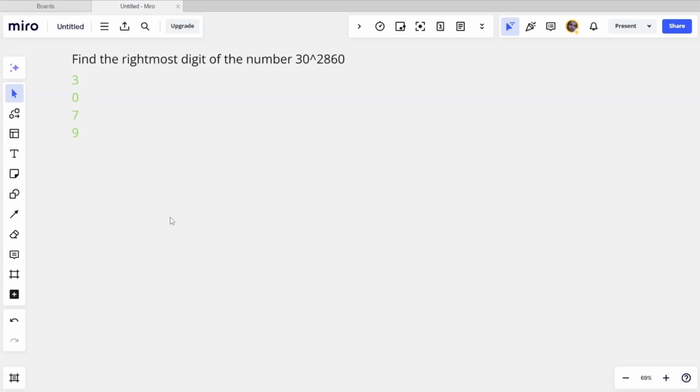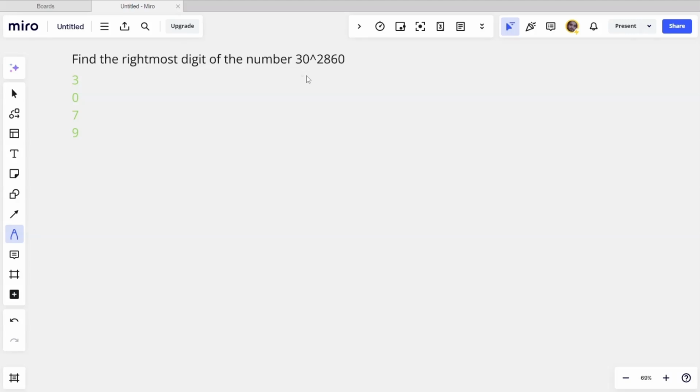So as you can see, this is our question. Find the rightmost digit of the number 30 raised to the power 2860. Let me clarify, if you don't know the concept of the power cycle, you will not be able to solve this. So it is recommended that you should know the concept first, and after that you should try to solve this question. So let's come to the question.